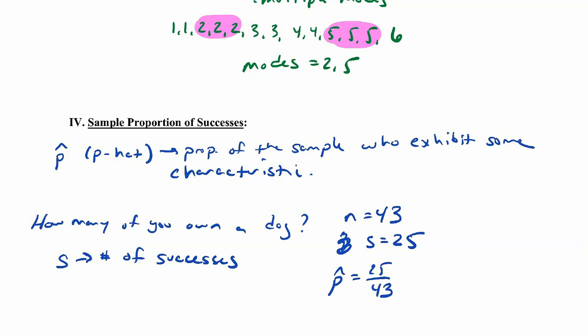Okay, and if you wanted to express this as some sort of a percentage, you can punch it into your calculator, 25 over 43, and that's about 58%. Okay, if I'm rounding to the nearest percentage. If I go a little further, that would be about 58.1%. A little less than 60% own dogs based on these numbers.